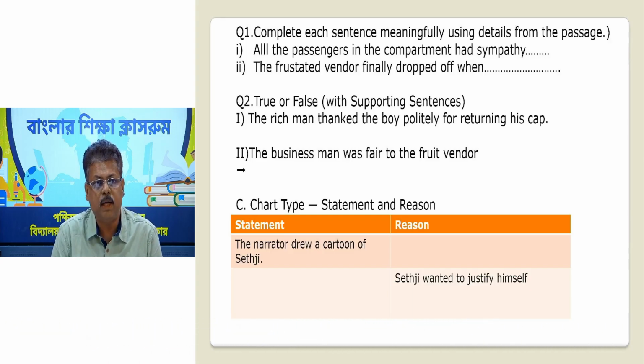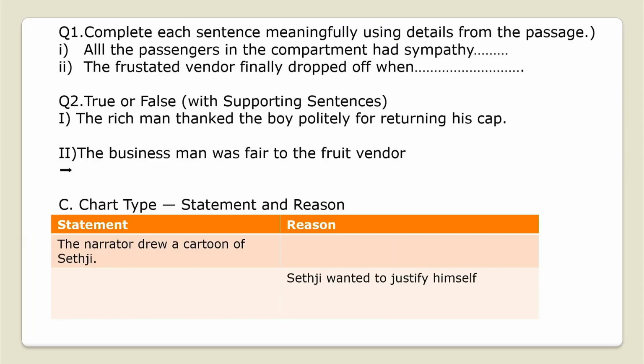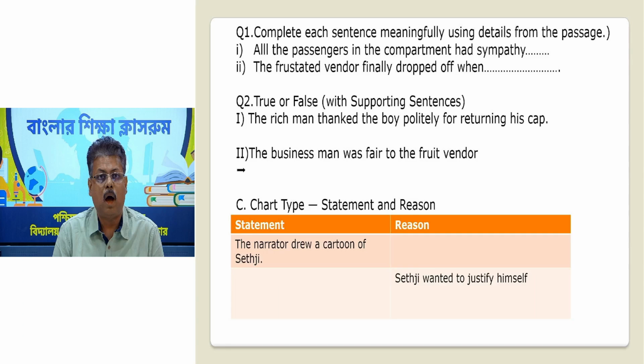So we have to actually quote the text or phrases which helped you to arrive at the conclusion if the statement is true or false. Now let's do this as an illustrative example. Let's do this together so that you can understand it better. The rich man thanked the boy politely for returning his cap. Now obviously this is false. Now how do I know this? Which line in the text helped me to arrive at this conclusion? Just take a moment and find it out for yourself.